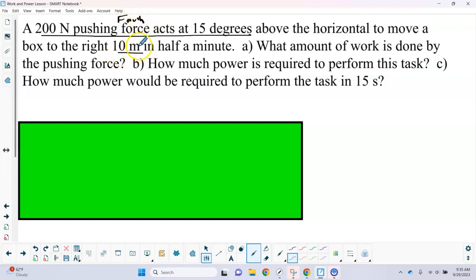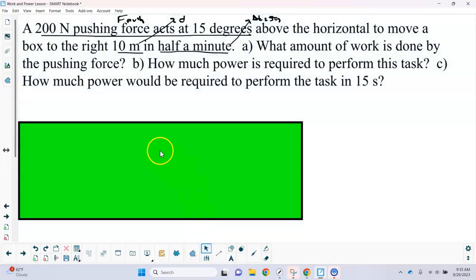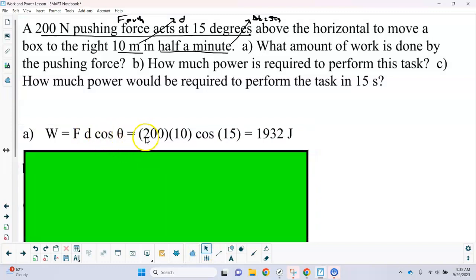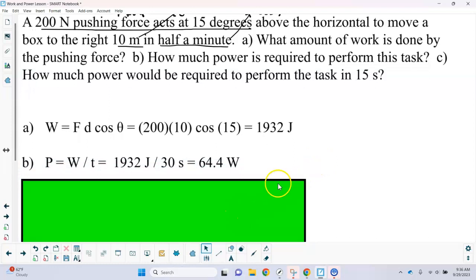10 meters is the displacement. And then half a minute, we don't work in minutes, so that's going to be our time, or change in time, or time period. And that's just 30 seconds, so we can write out 30 seconds there. To get the work, it's just the work equation, so F D cosine theta. We're assuming that goes the same way. We've got an angle, so it would be 200 times 10 times cosine of 15. You get 1932 for that. Again, probably a little rounded, but I just rounded to the whole number. And then to figure out the power, you just take that work and divide it by time. So we're going to divide that by 30, you get 64.4.